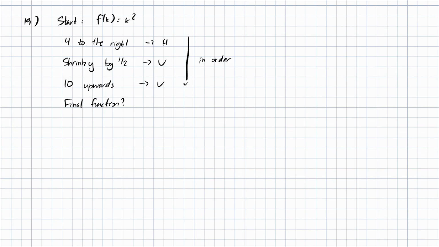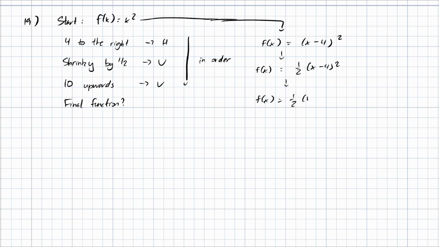Okay, so first off, after moving 4 to the right, we have f of x equals (x minus 4) squared. Remember, when you have horizontal, it's 4 to the right, it's not plus 4, it's minus 4. Okay, now you shrink by 1/2. So f of x equals 1/2 (x minus 4) squared. And then you go up 10. So f of x equals 1/2 (x minus 4) squared plus 10. And that is your final function.